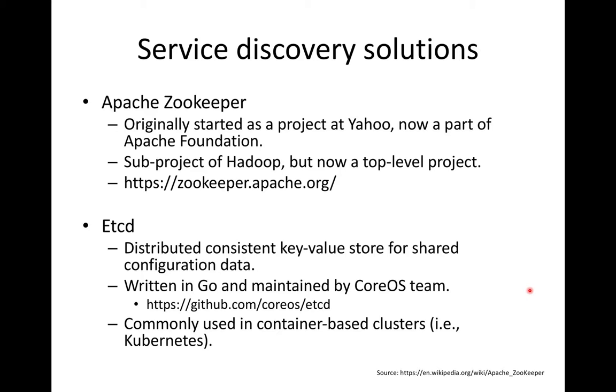Another service discovery platform is etcd, and etcd is a distributed key value store that you can use to store shared configuration data for a platform. It's written in the Go programming language, and it's maintained by a group called CoreOS. This is an open source service discovery service. It's commonly used in container-based orchestration platforms, such as Kubernetes.